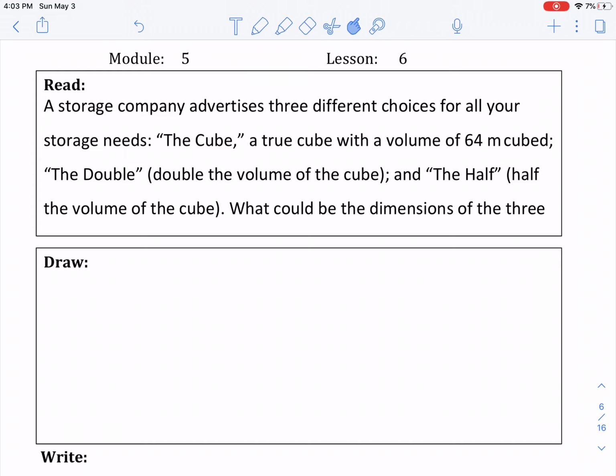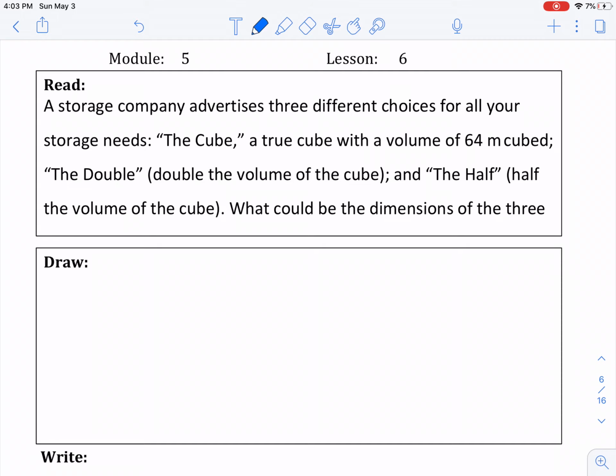All right, here's the application problem for Module 5, Lesson 6. Let's read this together. It says, a storage company advertises 3 different choices for all of your storage needs. The cube, a true cube with a volume of 64 meters cubed. The double, the volume of the cube doubled. And the half, which is half the volume of the cube. What would be the dimensions of the 3 storage units?